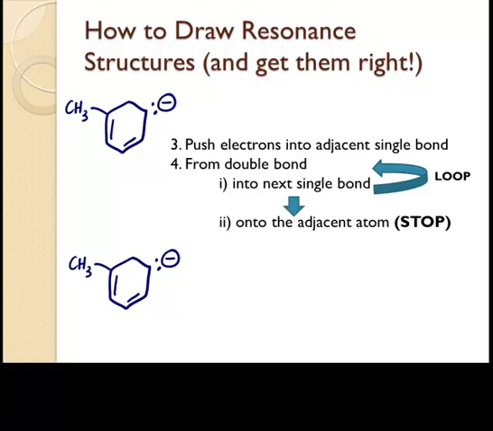Okay, let's have a look at where we go from the double bond into the next single bond. So step 4, part 1. So step 3, push the electrons into the adjacent single bond, from the double bond into the next single bond. Sometimes this can create a loop depending on the length of your conjugation path. But in this case here, we're now going to go step 4.2, where we're going to go from the double bond onto the adjacent atom.